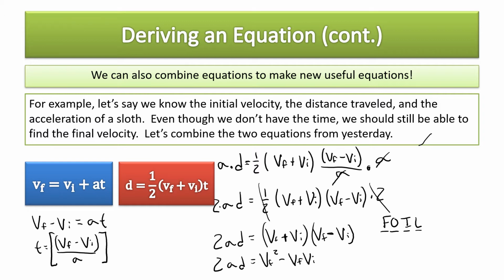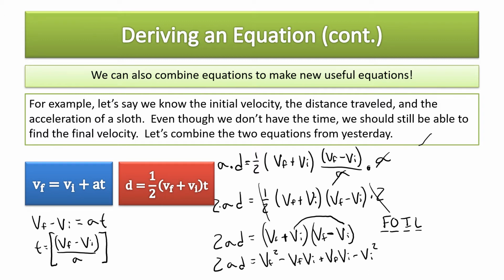So first, and then we'll do the outer, which I already did. And then we'll do the inner. So the inner is VI times VF, so that becomes positive, VF times VI. I'm writing it in that order so that we could see that those are going to cancel out. You already knew that, right? And then we'll do the last. VI times negative VI becomes minus VI squared.